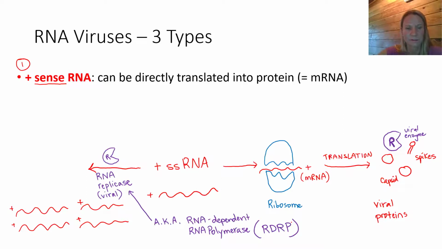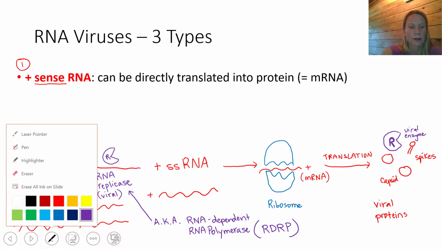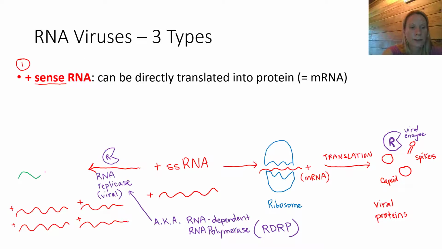Now the way it's going to do that is it's actually going to use that single-stranded RNA sense copy, but it's going to produce a reverse complement of it that we call the antisense. And we put a little negative there to mean that's the antisense copy. So it's going to copy the sense into the antisense copy, and then it's going to use the antisense copy as a template to make more sense copy. So you have to go from sense to antisense to make more sense. Yeah, I told you it was complicated.